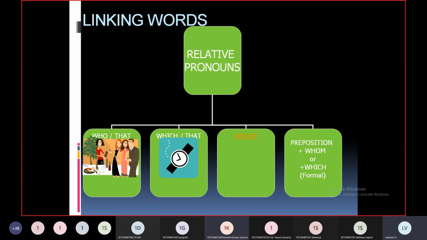Where do we use linking pronouns, relative pronouns? Who, whom, which, that, whose. Are you clear with it? Yes, ma'am. Good.